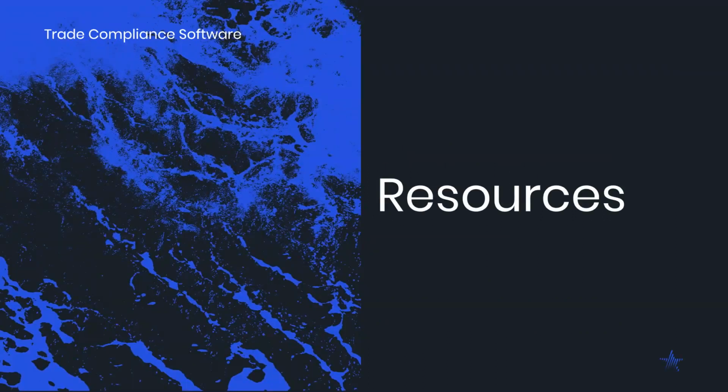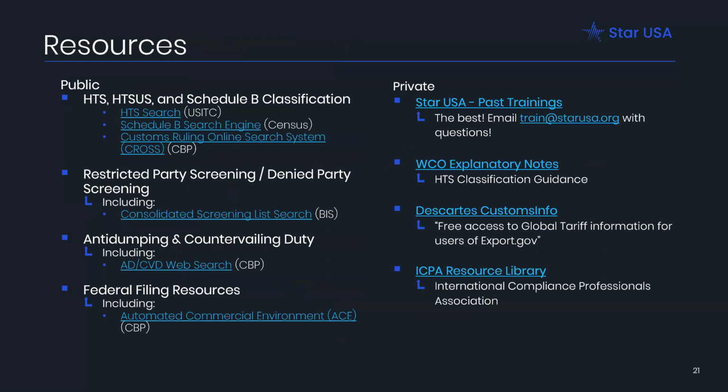So I'm going to give you guys some of the resources that I know are out there for you to use, and then we'll move into questions shortly after. Some of the public resources that exist: the US ITC has an HTS search system available to go through the entire US HTS. The Census has a Schedule B search engine, which I highlighted some of the limitations of earlier. There are the CROSS rulings that you can search through on CBP. And there are, again, third-party tools that you can use that do all of these things as well.